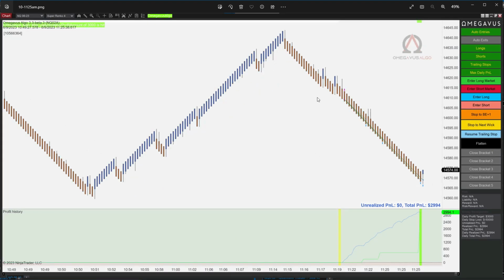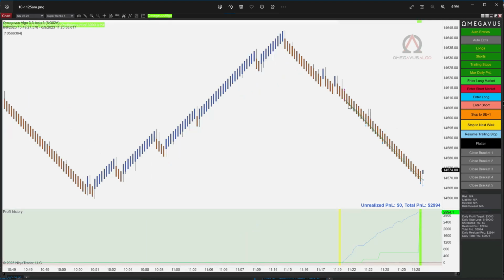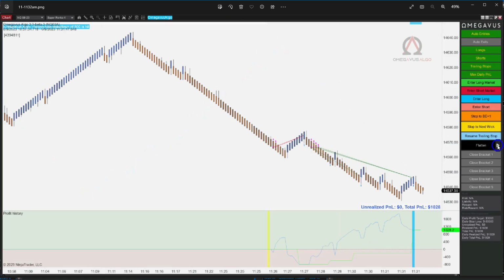Then I enable it again at 11. Let me go back. So I took the whole move up and then enabled it again. Went short and it hit my $3,000. Enabled it again after 11.25 at 26. It dropped 800, came back 1,600, enabled the drawback and protected $1,000 for me and closed everything for me.